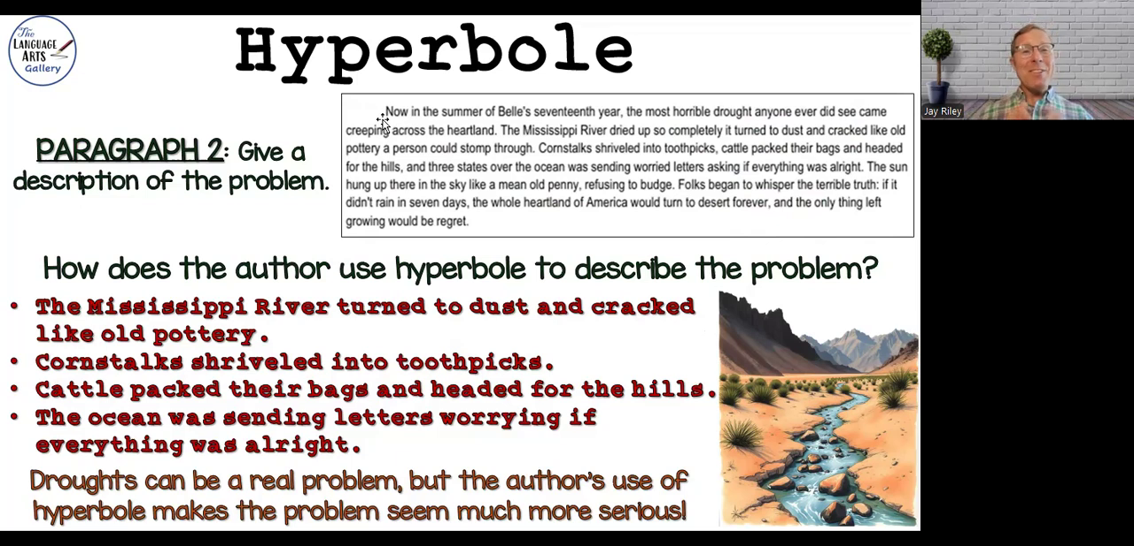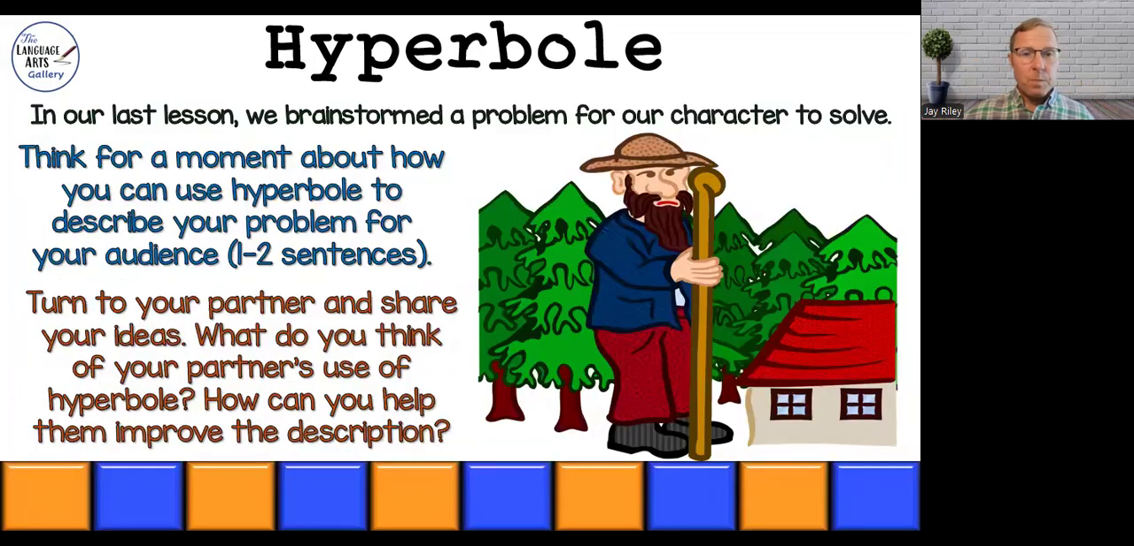So we can see some great examples of hyperbole in this paragraph. The Mississippi River turned to dust and cracked like old pottery, cornstalks shriveling into toothpicks, cattle packing their bags and heading for the hills, and the ocean worrying and sending letters. So, of course, a drought can be a serious problem, but the author's use of hyperbole here makes it seem like a much, much more serious problem.